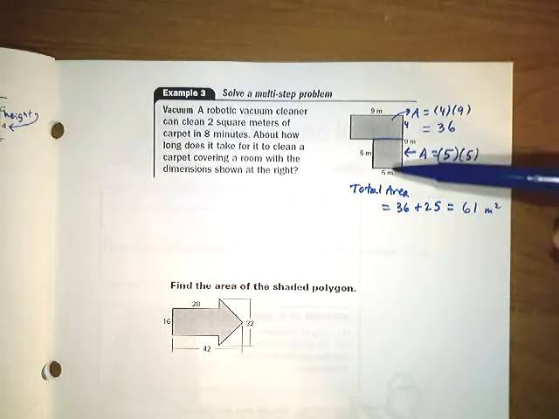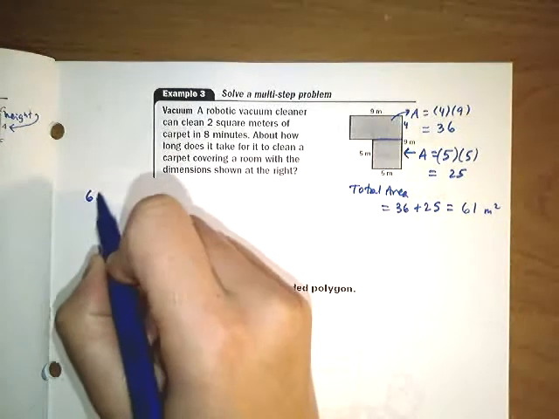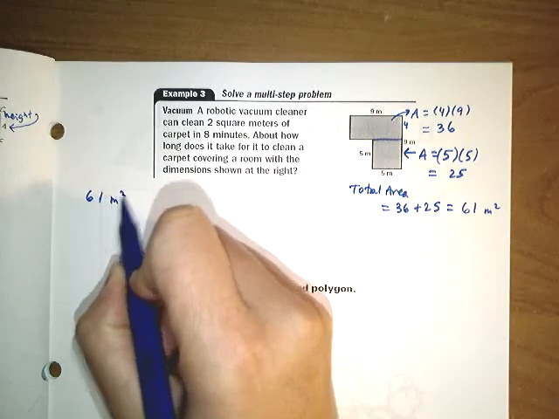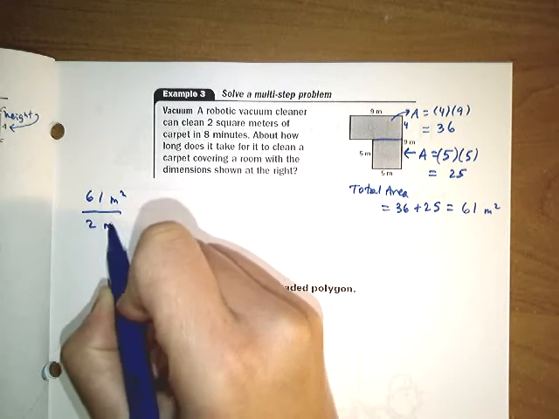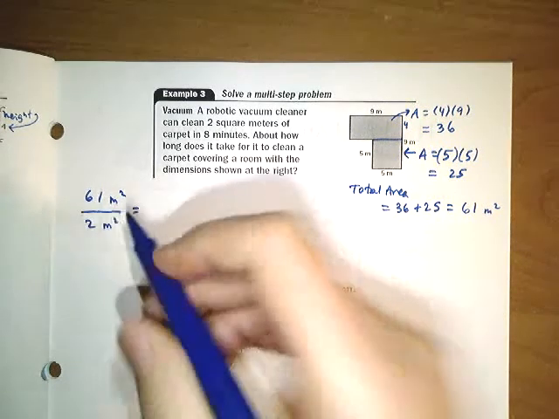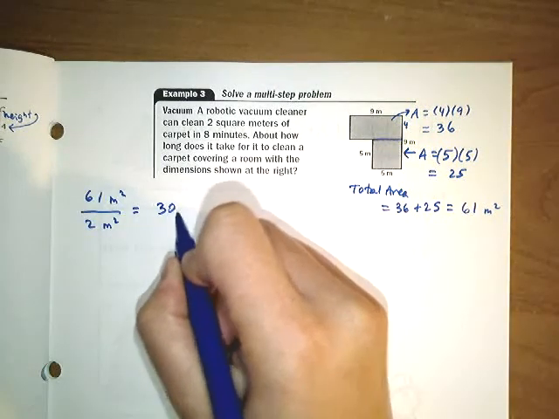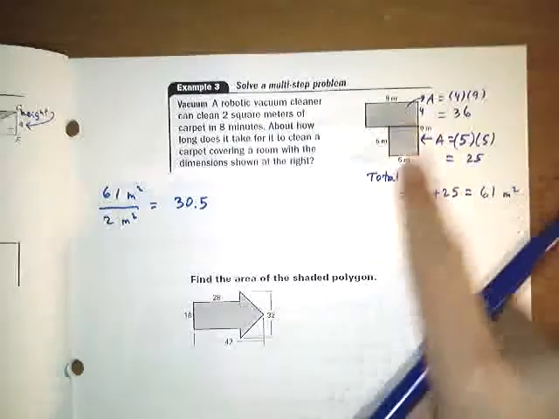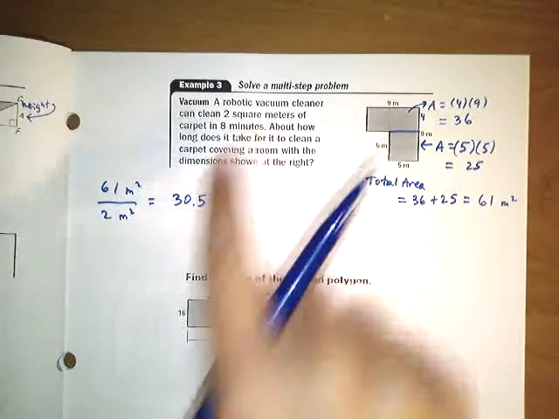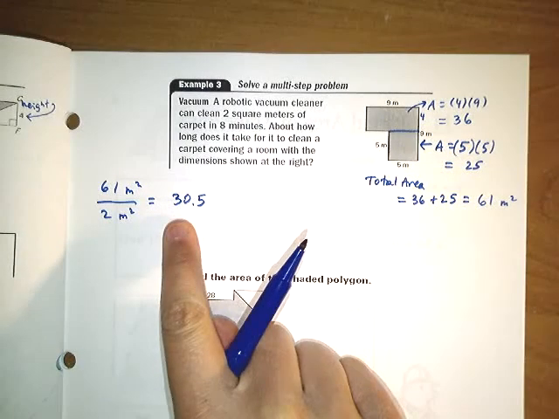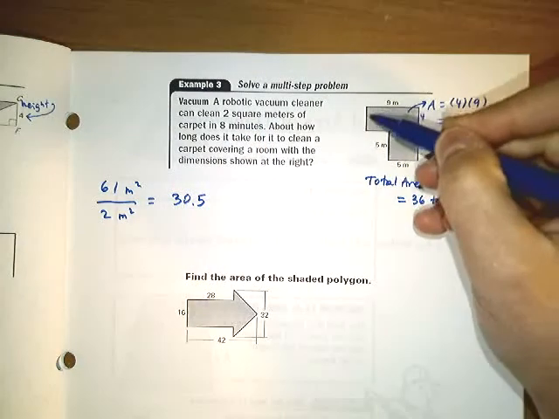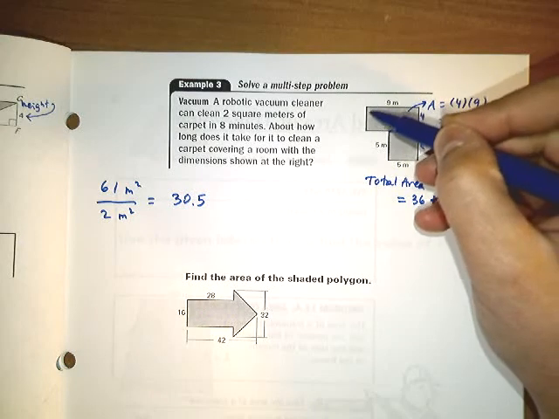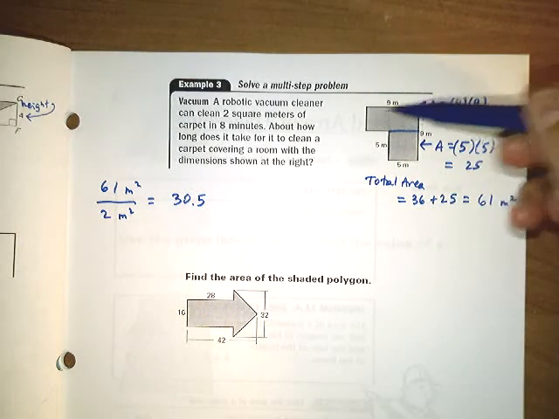inside this shape. So first I'm going to take 61 square meters and divide it by 2 square meters, and I get 30.5. So I have 30.5 sections in here that each take 8 minutes to vacuum. So if you can imagine, 2 square meters is maybe this big, and there are 30 of them in here.